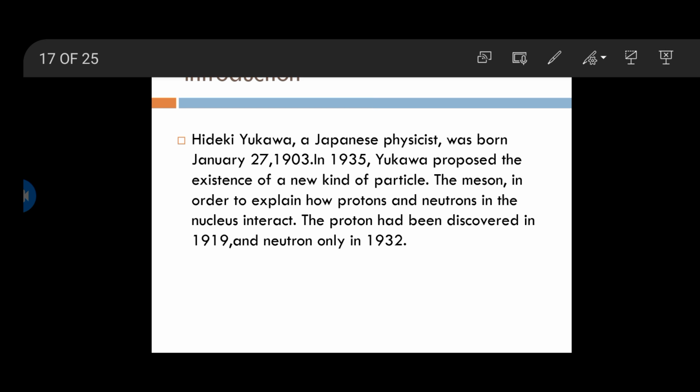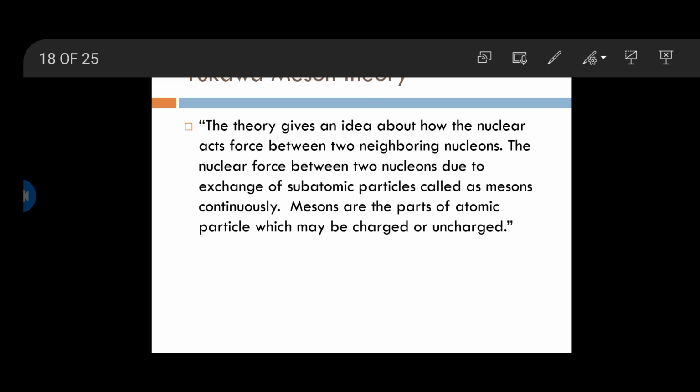As we know, the nucleus in the atom consists of protons and neutrons, so there may be interaction between proton and proton, neutron and neutron, or between protons and neutrons. So Yukawa basically explained the types of interaction involved inside the nucleus. The proton, as we all know, was discovered in 1919, and the neutron in 1932. Yukawa contributed his efforts to describe the interactions involving the nucleons in the nucleus. Yukawa's meson theory gives an idea about the nuclear force between two neighboring nucleons. There is a force that acts between nucleons due to the exchange of subatomic particles called mesons.